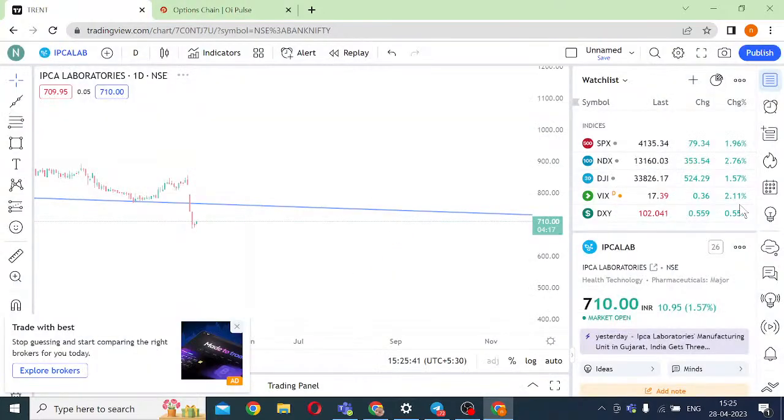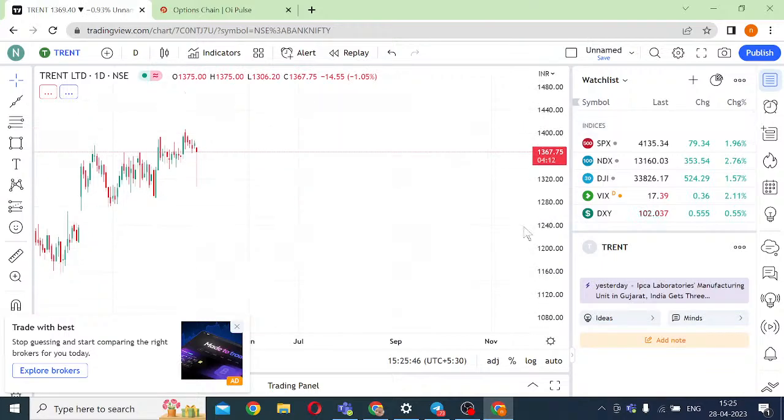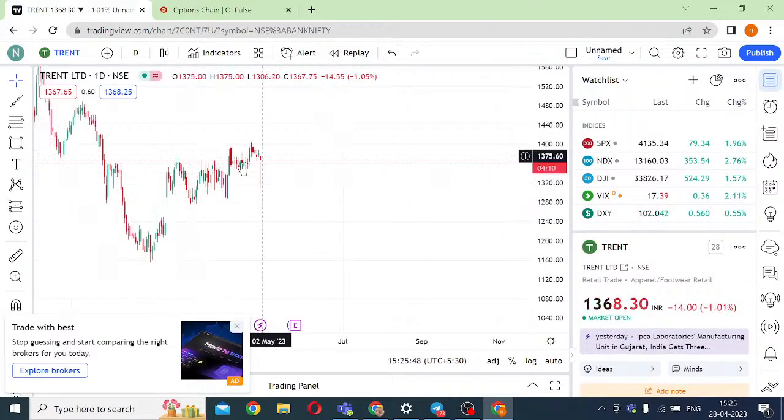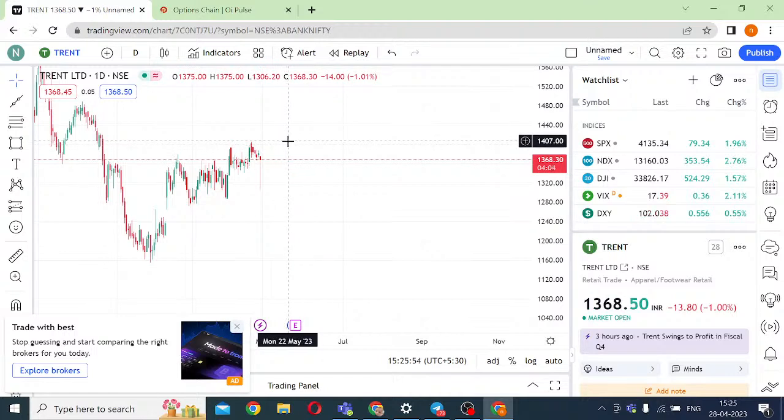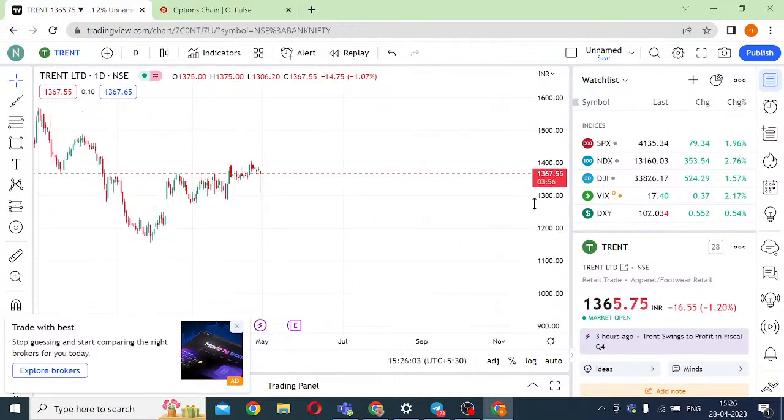Trent has been in my radar from an analysis standpoint. The candle is bullish, but it's still inside. Give it some time. I think above 1400, right? I think this one should be 1405, right? Above this level, 1400, 1405, it should give you a good move of 100 points. Clean move of 100 points, right? Right now is nothing.